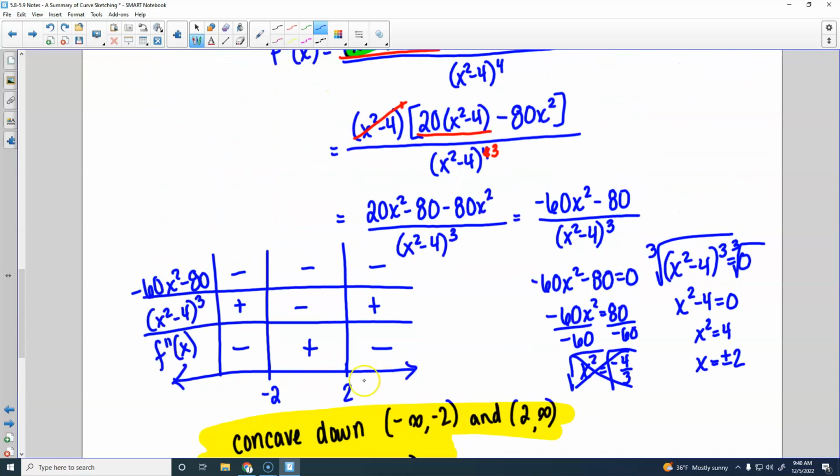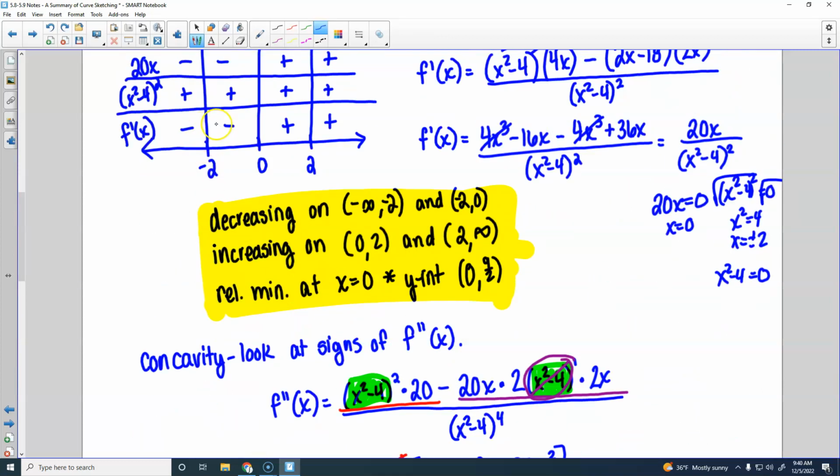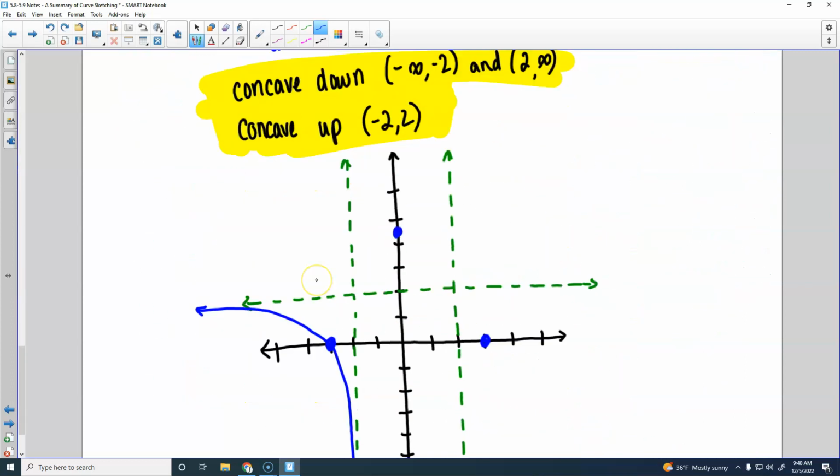And then in the middle, from -2 to 2, I'm concave up. Second derivative is positive, it's concave up. I decrease and then I increase, right? From -2 to 0, I'm decreasing. From 0 to 2, I'm increasing. So concave up, decreasing to increasing, so it would look something like this right here.